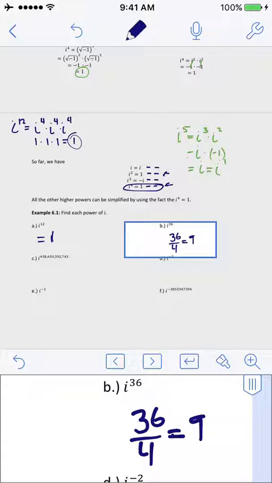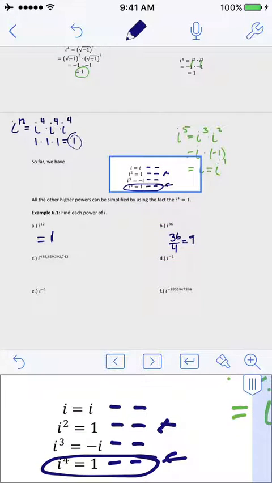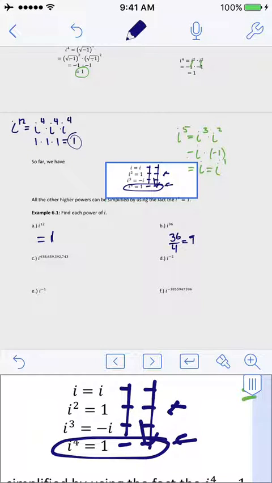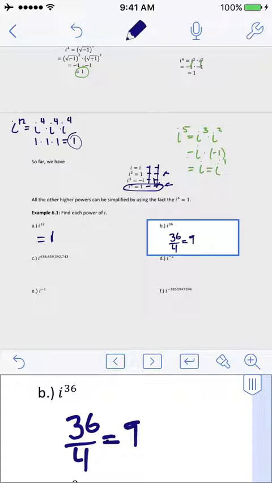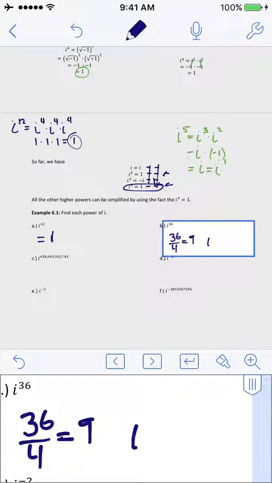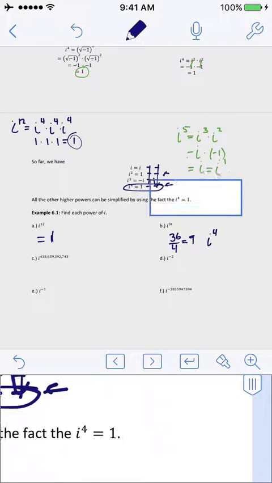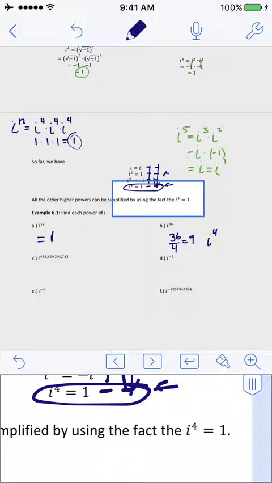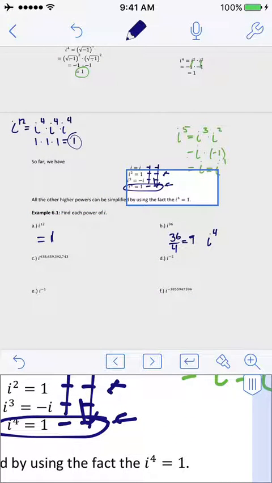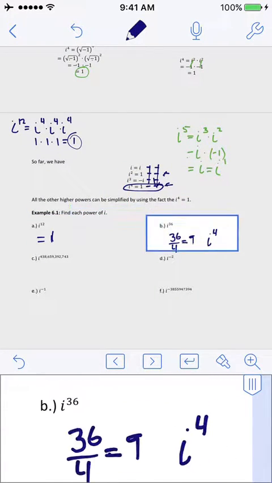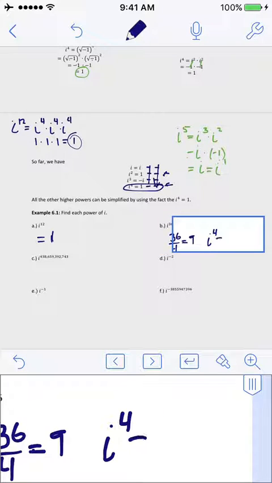That means it makes 9 cycles, right? It means it takes it through 9 different times. It's going to go through once, twice, three, and so on. But that means it's going to be the same thing as i to the 4th. It ends with the last one on 4, just like the 12 ended the 3rd cycle, right? 3 times 4 is 12. The 9 times 4 ends on i to the 4th, so it's going to be in the 4th spot.